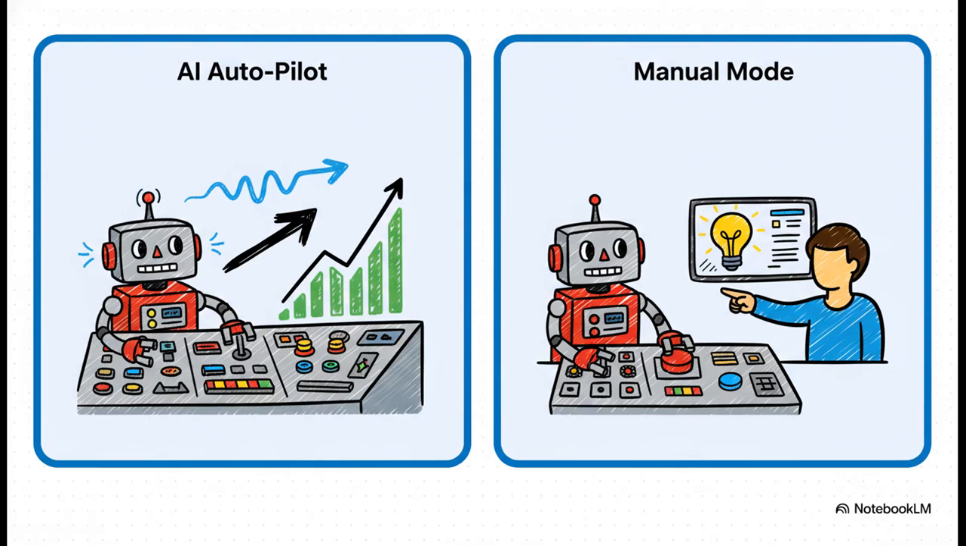So once you're in the control panel, you have a fundamental choice to make. Are you going to go with AI autopilot or manual mode? If you pick autopilot, the bot takes its signals, uses your settings, and automatically executes the trades. In manual mode, the bot kind of becomes your advisor. It'll still give you the signals, but you have the final say and have to be the one to actually execute the trades.